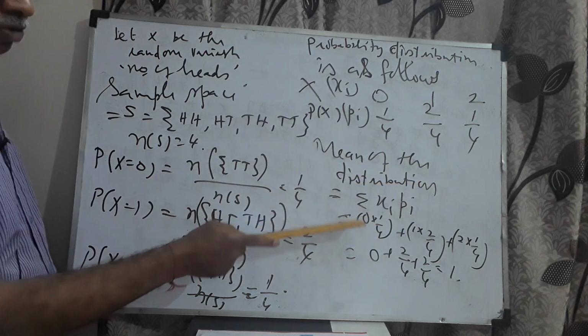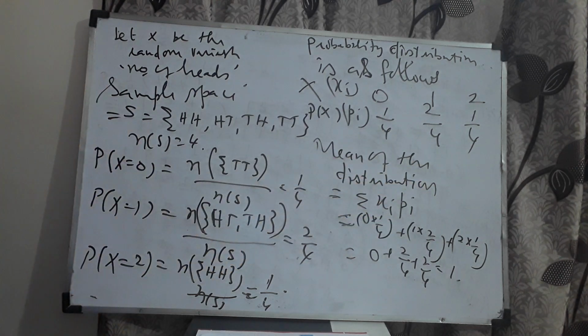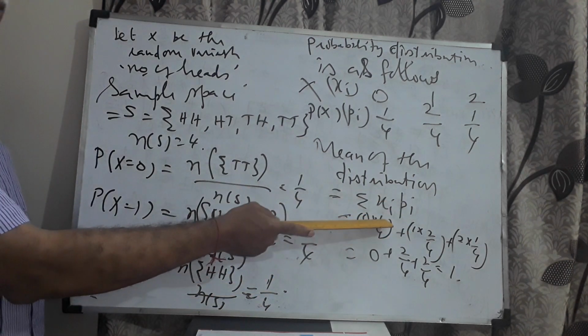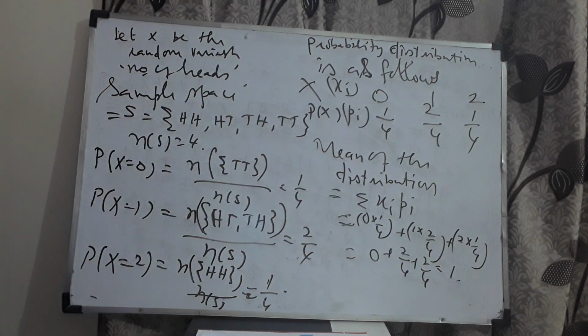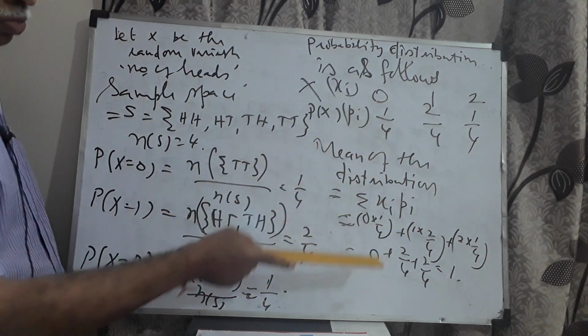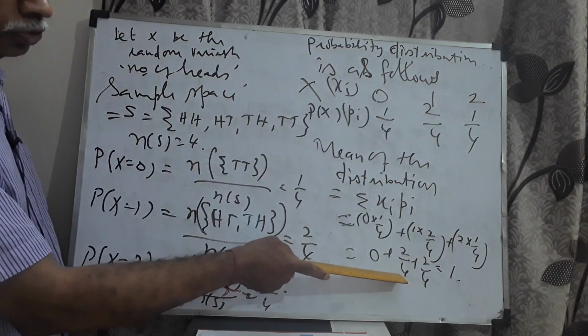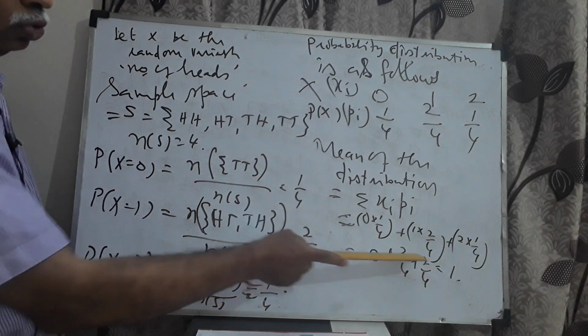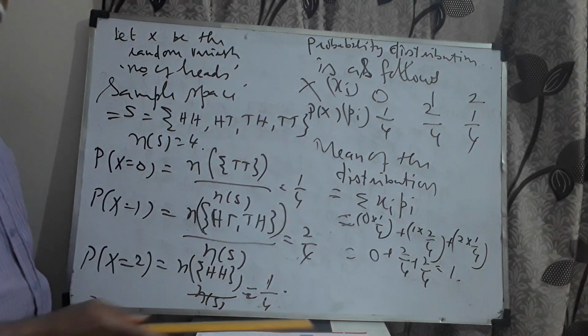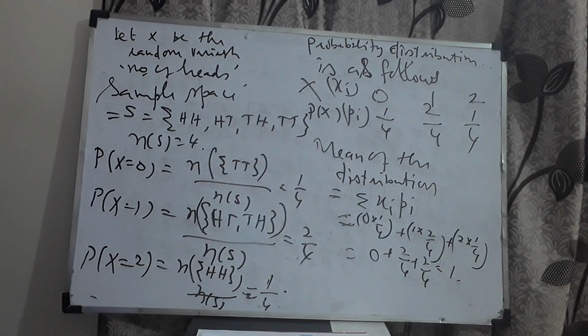The mean of the distribution is given by sigma xi pi. It is the same as your formula in statistics, where we say sigma fi xi by sigma fi. Instead of fi, I have pi here. Sigma pi happens to be 1, therefore I don't write the denominator. Therefore 0 into 1 by 4 is 0, 1 into 2 by 4 is 2 by 4, 2 into 1 by 4 is 2 by 4. 2 plus 2 is 4, and 4 by 4 is 1. Therefore the mean of the distribution is 1.